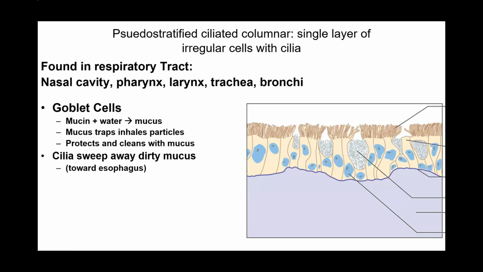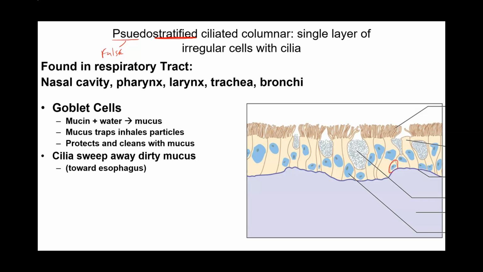The next tissue is known as pseudostratified ciliated columnar. The word stratified, as I mentioned in a previous video, means layered. The word pseudo means false. And so this tissue looks like it's layered, but it's not. The reason for that, if you look at this image, is that there are some cells that don't reach all the way to the top.